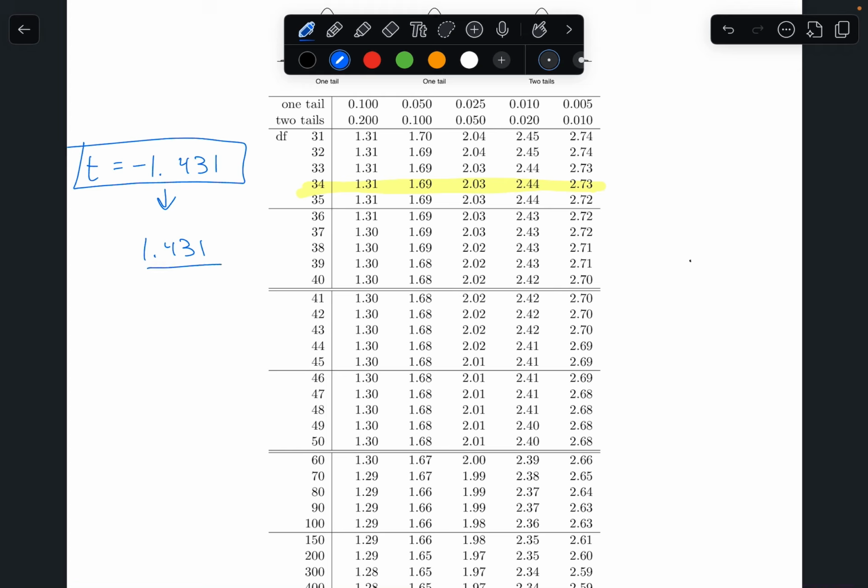But when it comes time to calculating the p-value, we don't really care so much about the negative sign. So I want to figure out where this 1.431 lives in relation to my other t-values in this table. And I see here's 1.31 and 1.69. 1.43 is going to live somewhere between those two values. So I am almost there. I almost have an idea of my p-value.